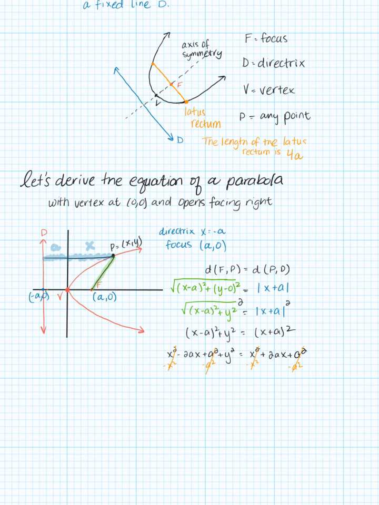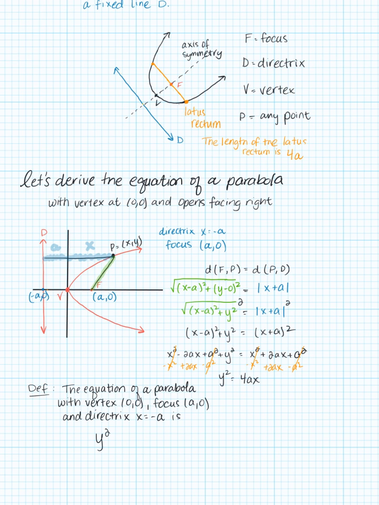Go ahead and clean up the equation by subtracting a squared and x squared from both sides, and then we'll add 2ax to both sides of the equation so that we're left with y squared equals 4ax as our equation for this parabola opening right. So here's the definition. The equation of a parabola with vertex (0, 0), focus (a, 0), and directrix x equals negative a is y squared equals 4ax. And so this is our general picture of that situation.